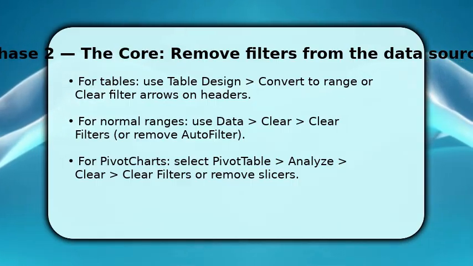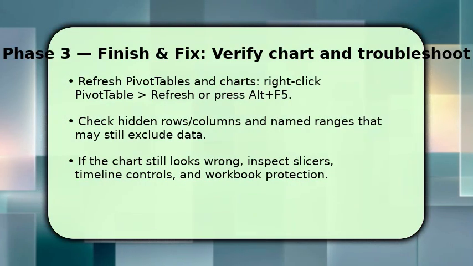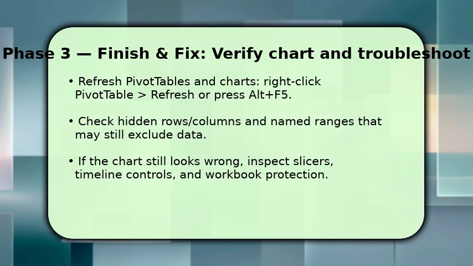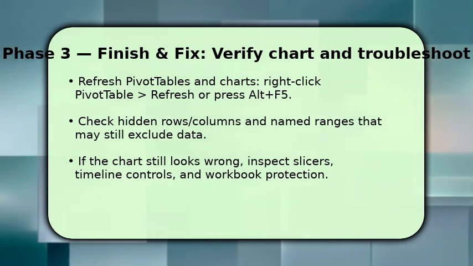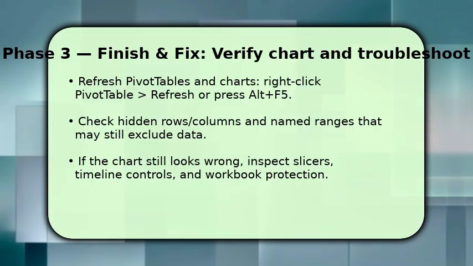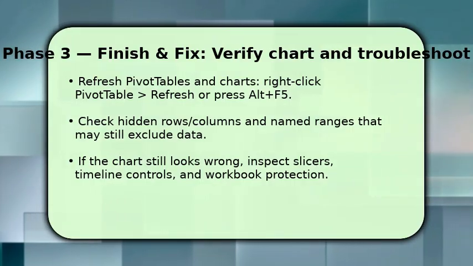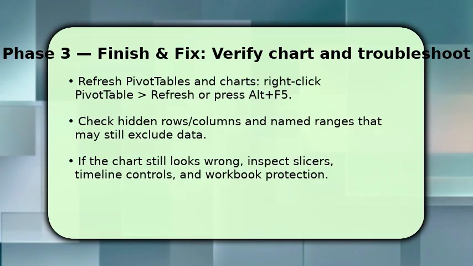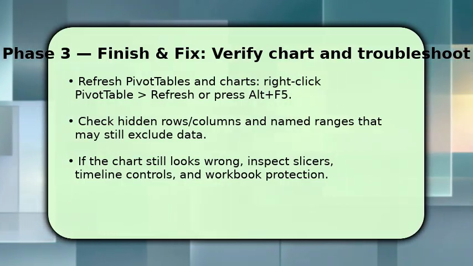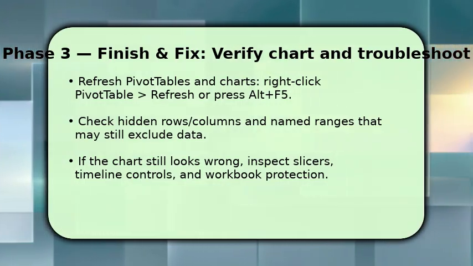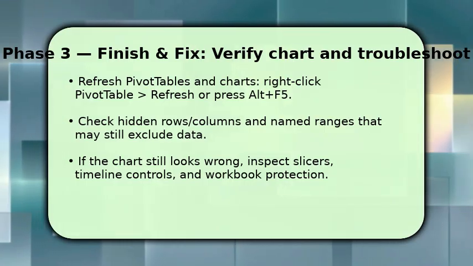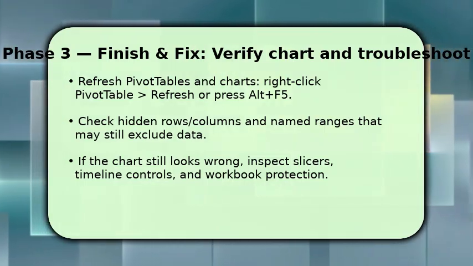Refresh any pivot tables so the chart pulls updated records, and inspect for hidden rows or filtered named ranges that still exclude items. If changes did not apply, check for active slicers or timelines, clear or disconnect them. If workbooks are protected, you may lack permission to clear filters, unprotect, or ask the owner. One quick troubleshooting tip.